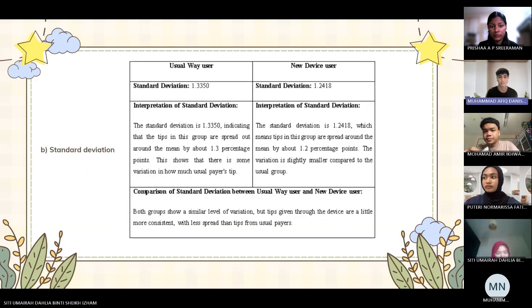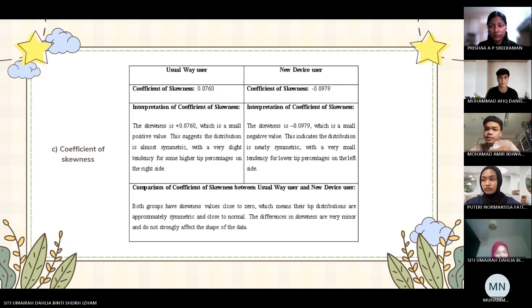From this standard deviation table, we can see both groups have similar variation, but the device users' tips are a bit more consistent and less spread out. Here we can see the coefficient of skewness. It shows both groups' skewness values are close to 0, meaning the data is quite balanced and the difference is very small. So I will pass it to Prisha.